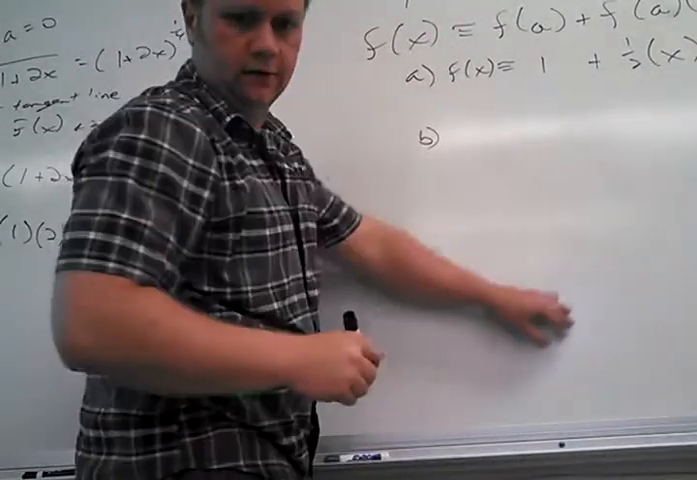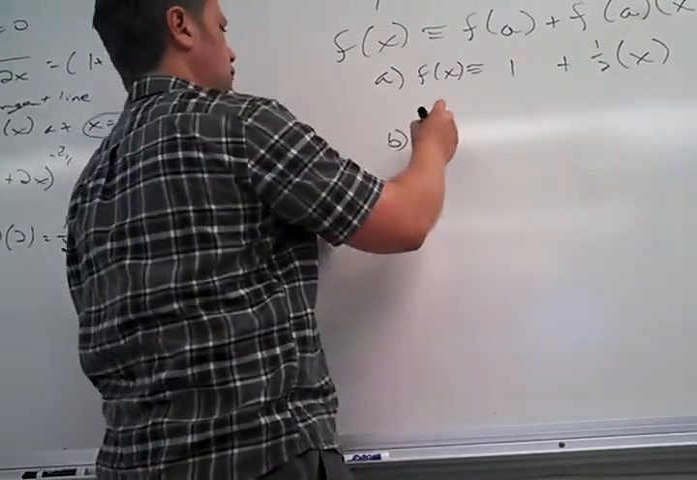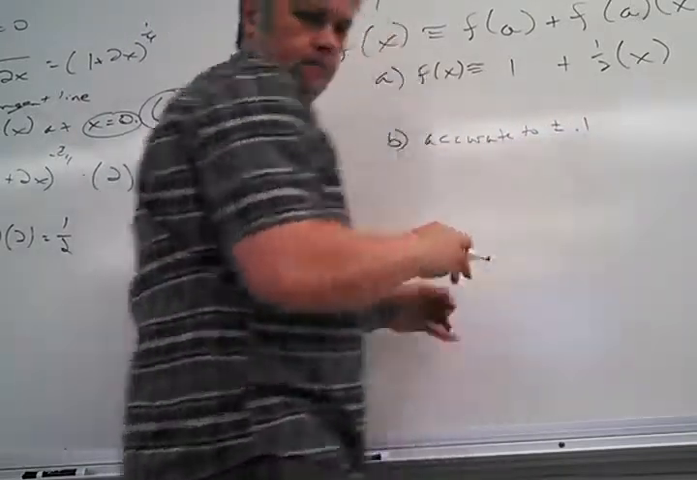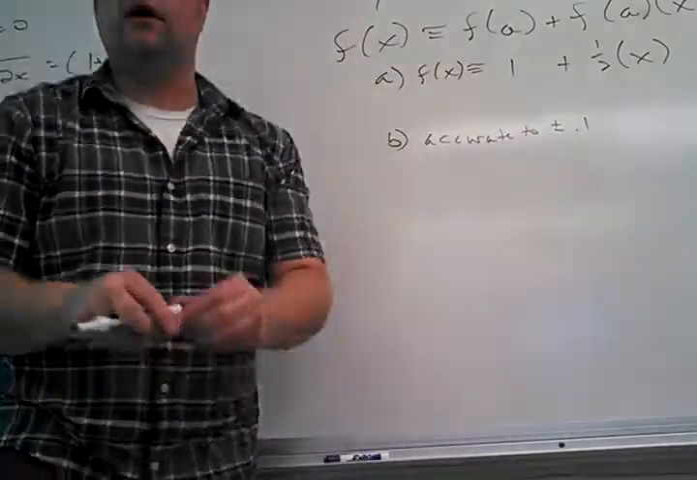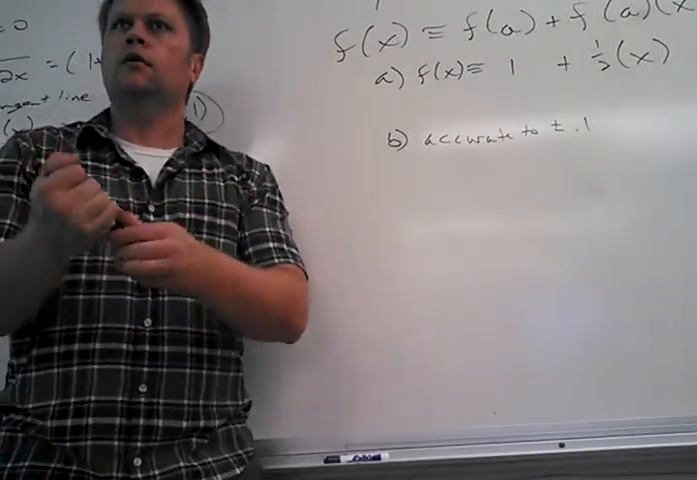Part B says, determine the values of x for which the linear approximation is accurate to within 0.1. All right. This is normally the part people really, really enjoy.